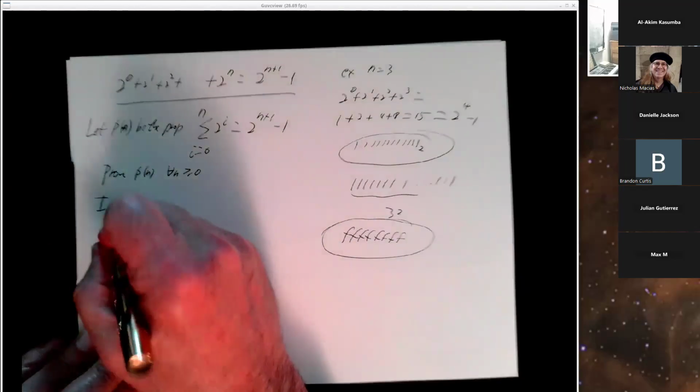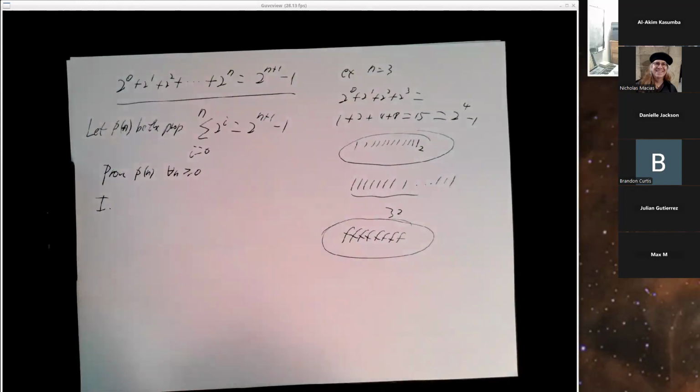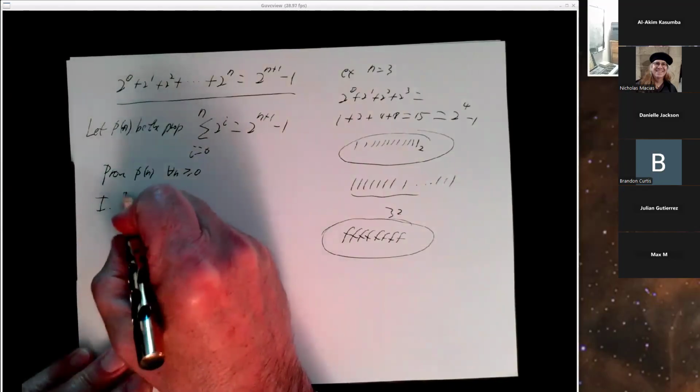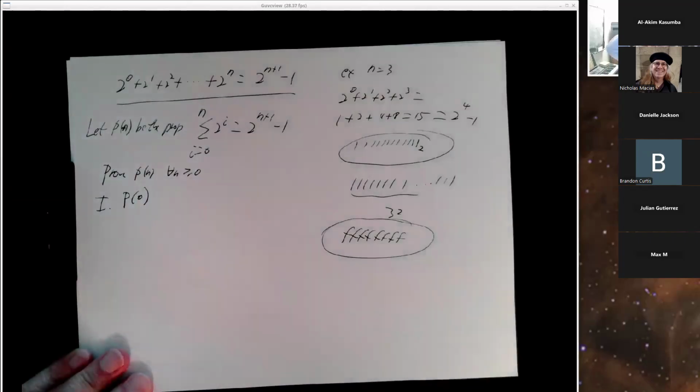So what is our base case here? P of 0 this time, right? Because we want to show it for n bigger than or equal to 0. So our base case is P of 0. Awesome. So what does P of 0 say? What does that proposition actually say?